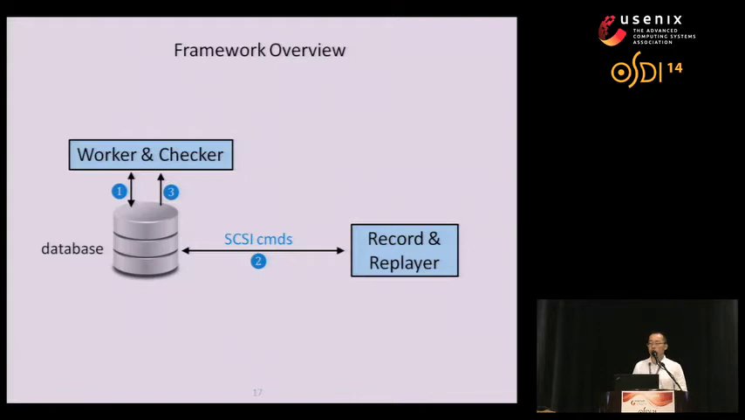Basically, there are three stages. First, the worker applies a workload to stress the database and generate SCSI commands. And second, the recorder and replayer simulates the effect of power failures during the workload. And third, the checker checks the post-fault database. Different from undirected testing, we have carefully designed workloads to stress different aspects of the database and to allow easy checking of ACID properties.